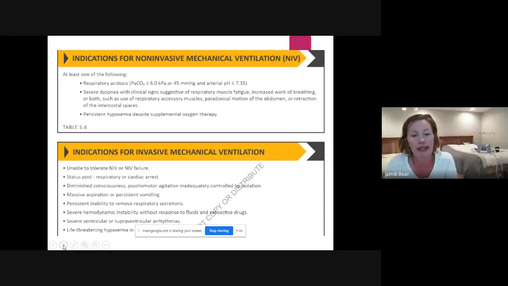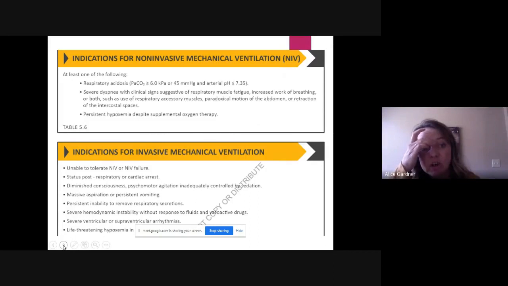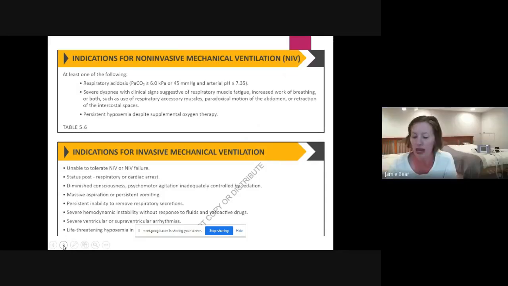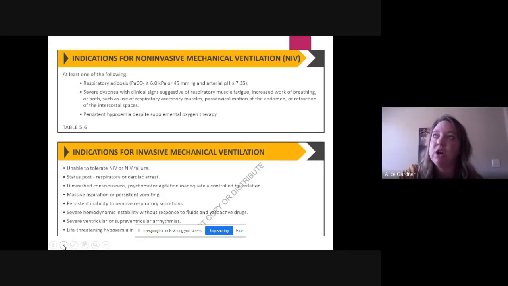So, yes, go ahead. Quick question. Sure. Just going back to the GOLD guidelines real quick. I had a question, I believe, on the exit exam, asking which stage inhaled corticosteroids would be introduced. So would that be 3 or 4?